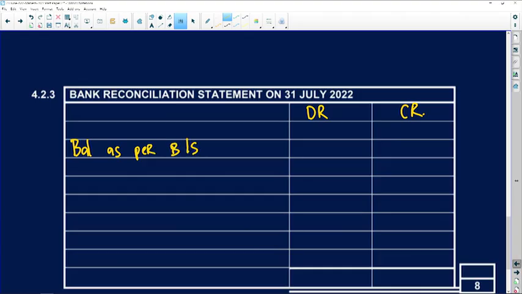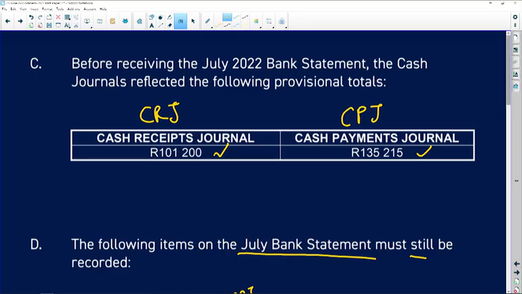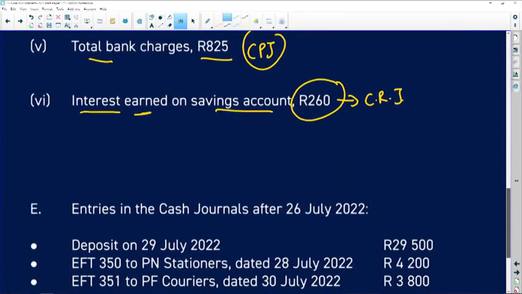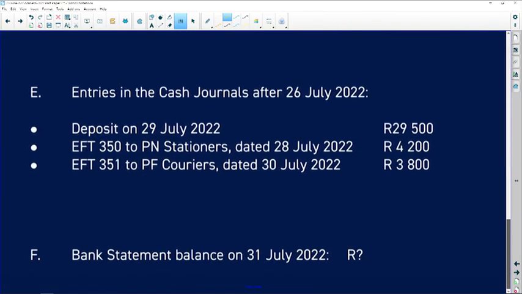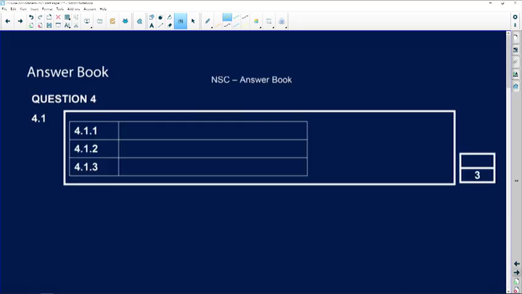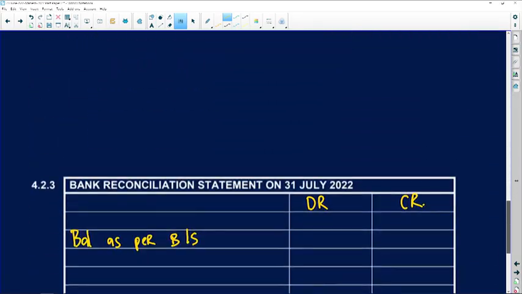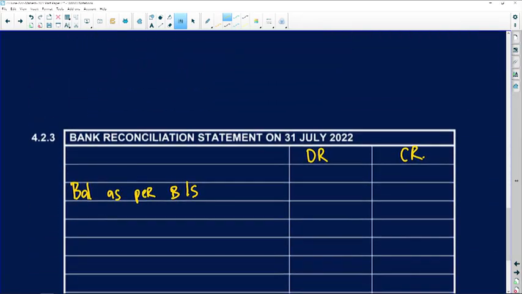And if we go to our information, the very last bit of info, okay, there we go, information F, the bank statement balance on the 31st of July 2022 is not given to me. Okay, so it doesn't help me much there, but let's just put a question mark because we don't know what that balance is. Remember, it could be a debit or a credit. So for now, I'm just going to put a question mark.